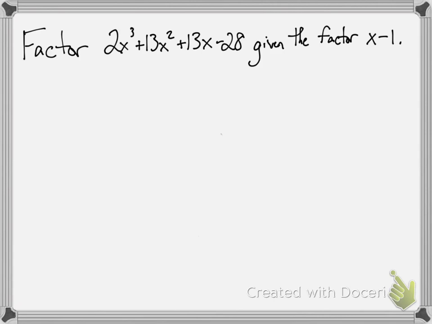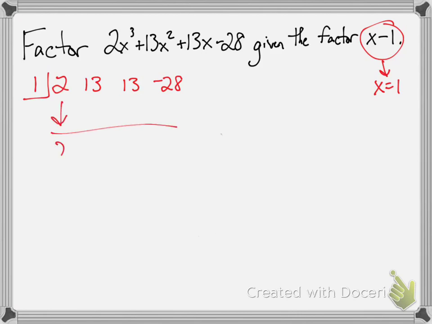This last problem here is the exact same idea. So I give you another long expression here, 2x cubed plus 13x squared plus 13x minus 28, given the factor x minus 1. Once again, check for placeholders. I don't need any. Look at the divisor, figure out what x should be. x would be positive 1. So we're going to plug that in my box, and we're going to rip off all the numbers we need.